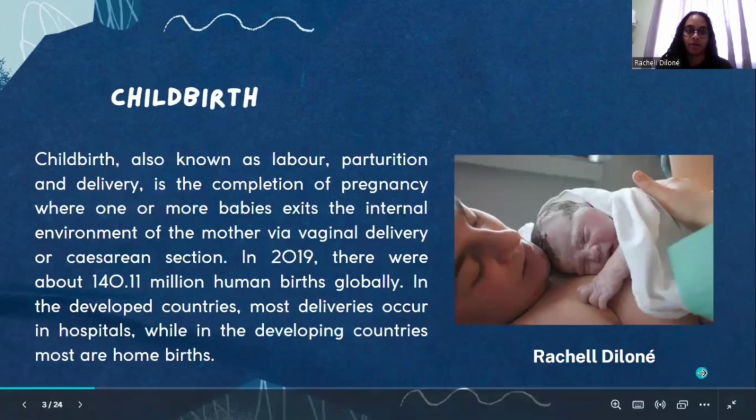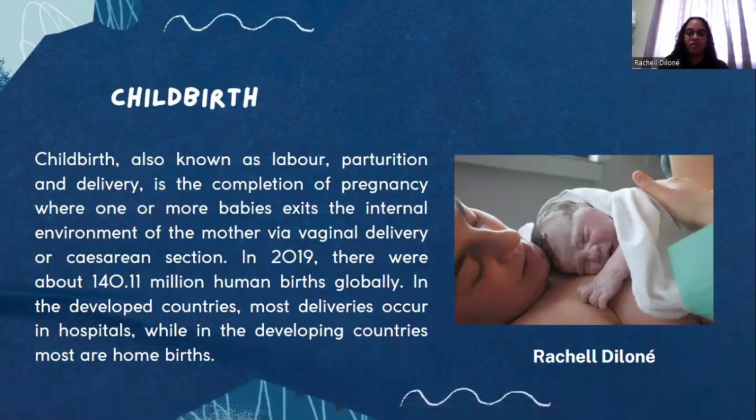All right, childbirth. Childbirth is also known as labor, parturition, and delivery. It is the completion of pregnancy where one or more babies exit the internal environment of the mother via vaginal delivery or cesarean section. In 2019, there were about 140 million human births globally.